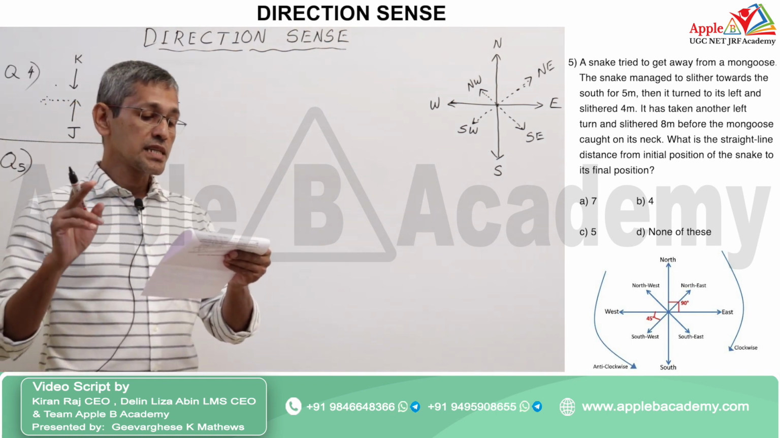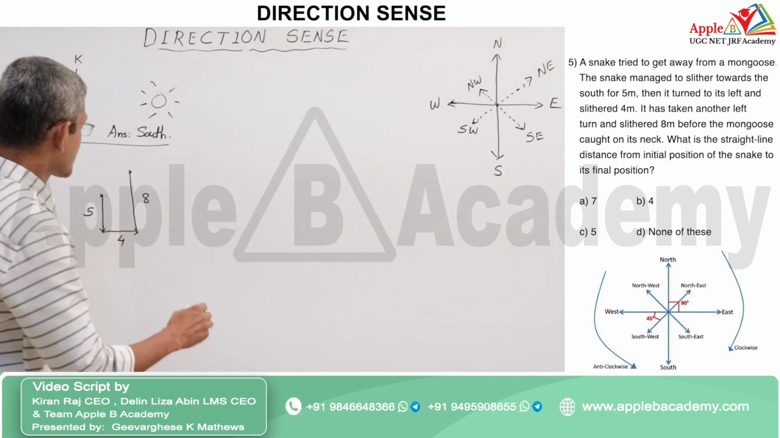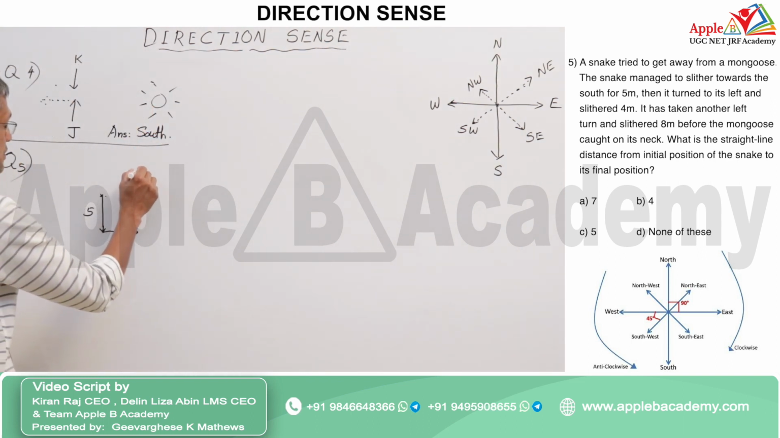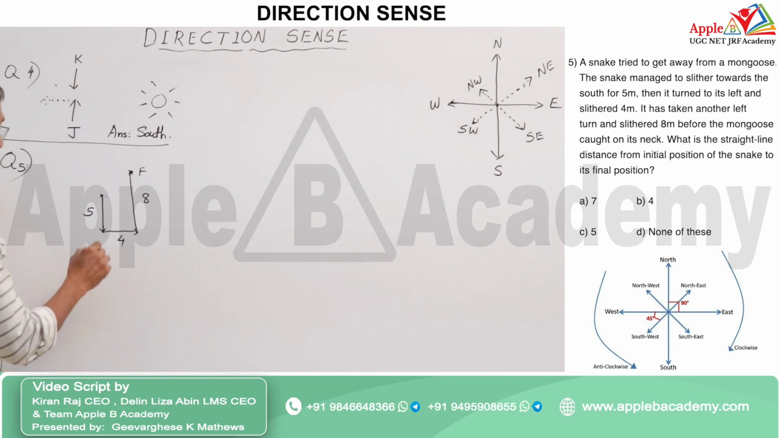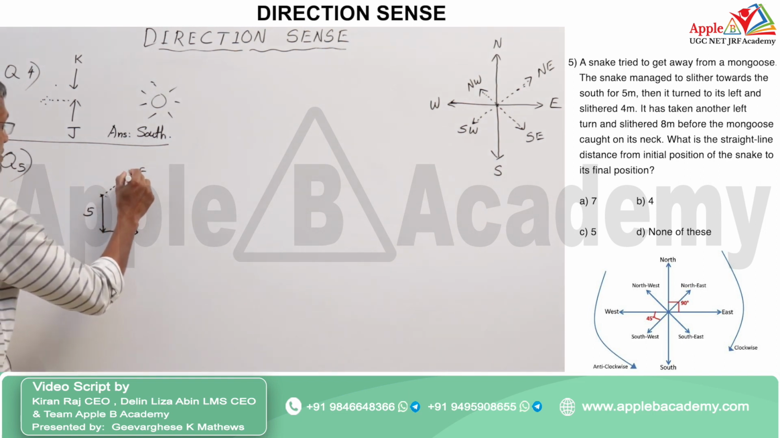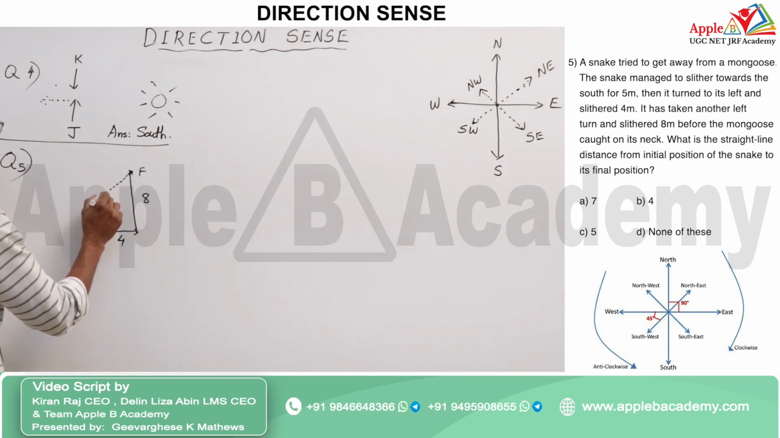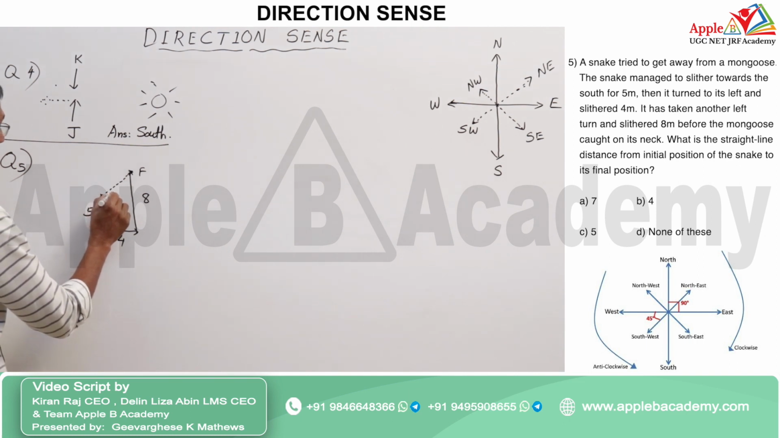So what is the straight line distance from the initial point of the snake to its final position? This is the final point where the snake is caught by the mongoose, and this is the initial point. So what is the straight line distance? This is the straight line distance. How do you find that? We need to make a right angle triangle here.